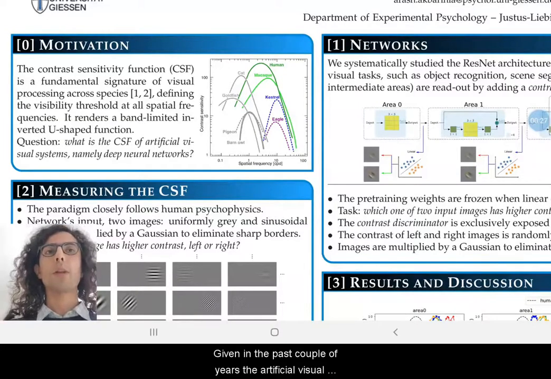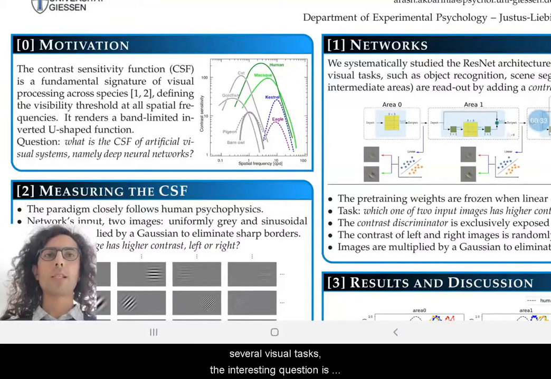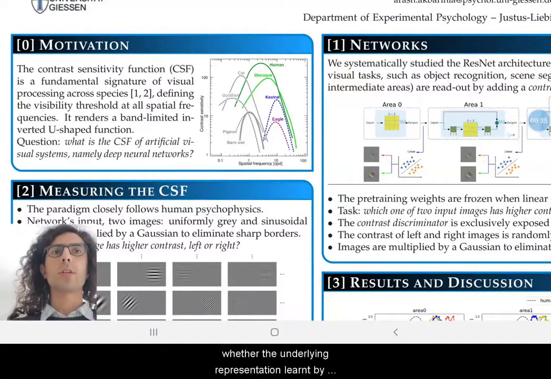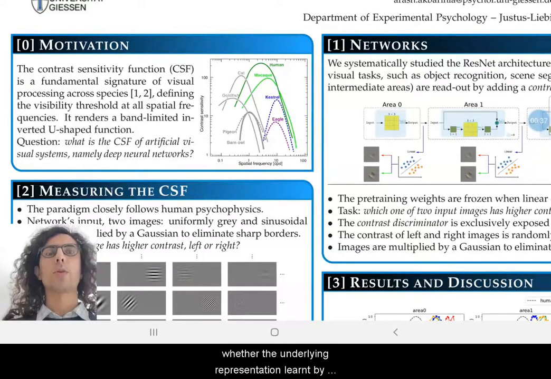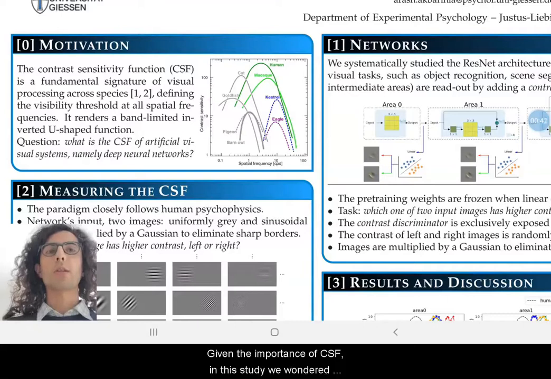In the past couple of years, artificial visual systems have reached a high level of performance in several visual tasks. The interesting question is whether the underlying representation learned by those networks also resembles biological vision. Given the importance of the CSF, in this study we wondered what the CSF of deep neural networks looks like.